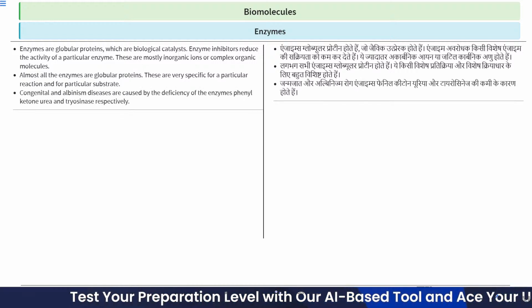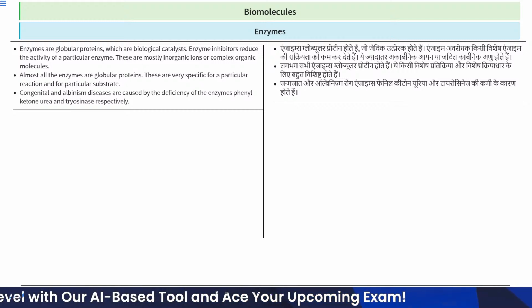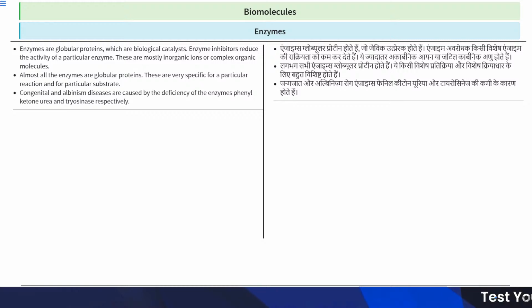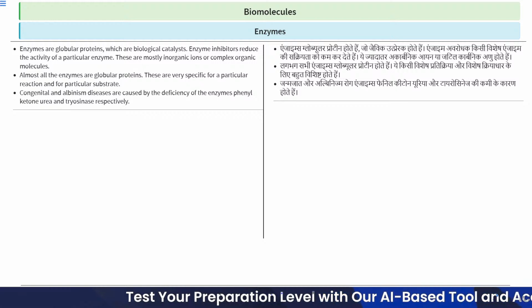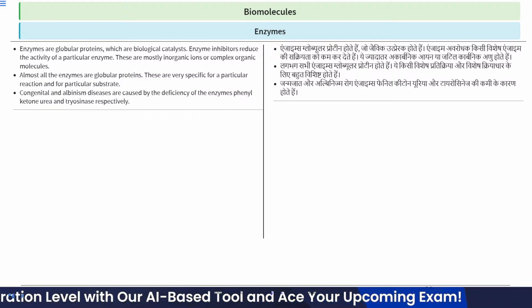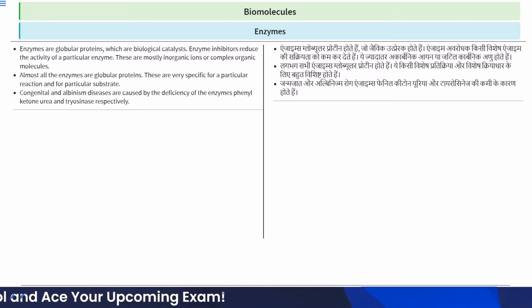Congenital disease and albinism are caused by the deficiency of the enzymes phenylketonuria and tyrosinase respectively. So if you lack these types of enzymes, they can cause disease. For example, if you lack the enzyme phenylketonuria, you can get congenital disease, or if you lack the enzyme tyrosinase, then you can get albinism.